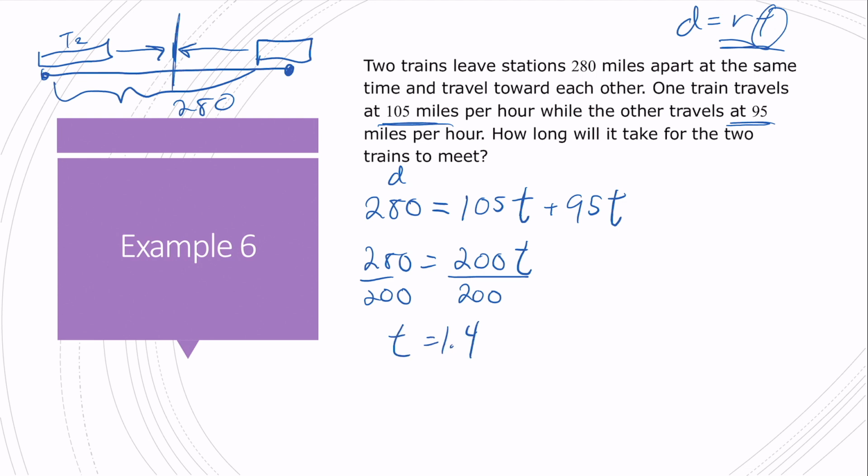So they will have both crossed the total 280 feet, and it does miles, and it doesn't matter that one went further than the other. It would still take them both 1.4 hours to cross that distance together. So that's how long it would take them to meet.